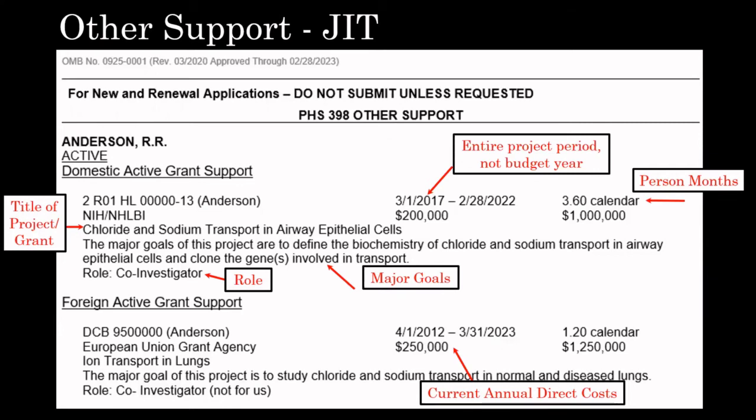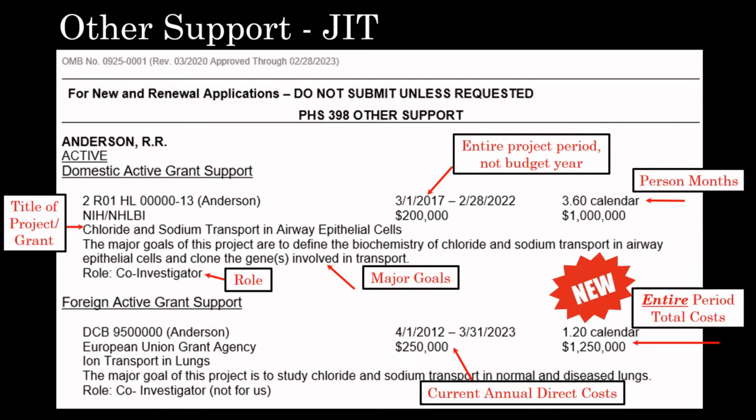You're going to list the current total cost. And you're going to list the entire period total cost. Keep in mind, this is a new change since July of 2019. So both of these items are now required.